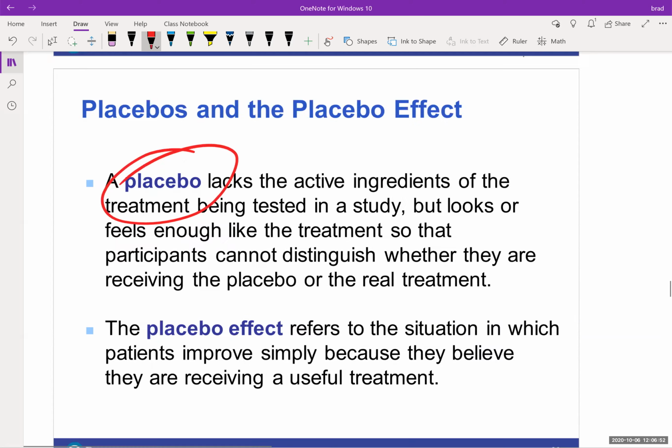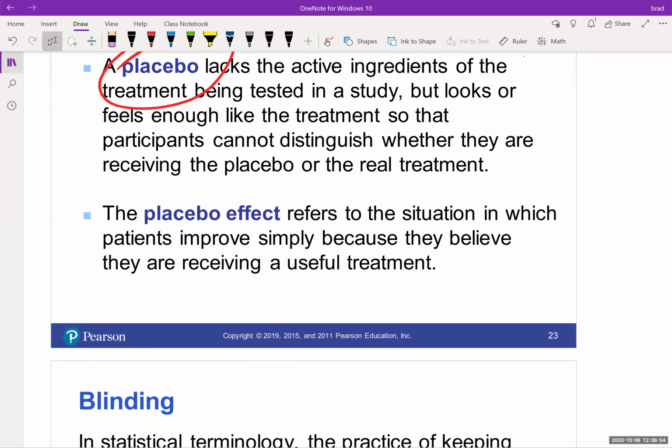Okay. The placebo effect refers to the situation in which patients improve simply because they believe they are receiving a usual treatment. So, kind of like that whole positive vibes thing, you think because you're getting a treatment, you're going to get better. So then your mind tells you you're feeling better, even though you were just getting a saltwater tablet or something, nothing real.